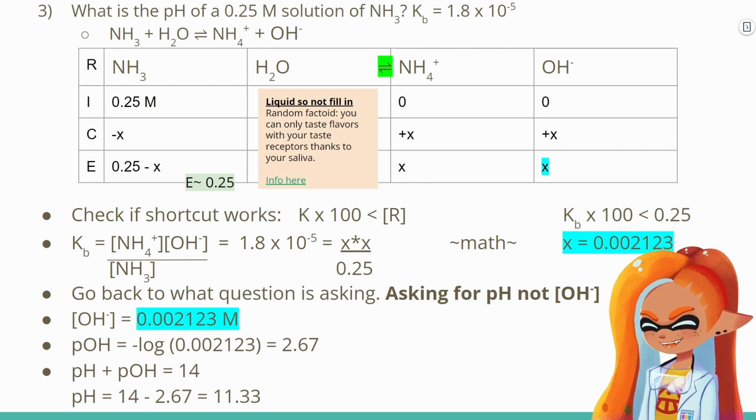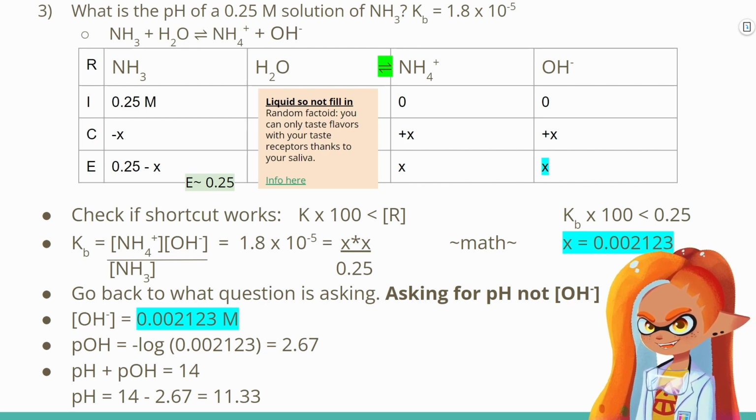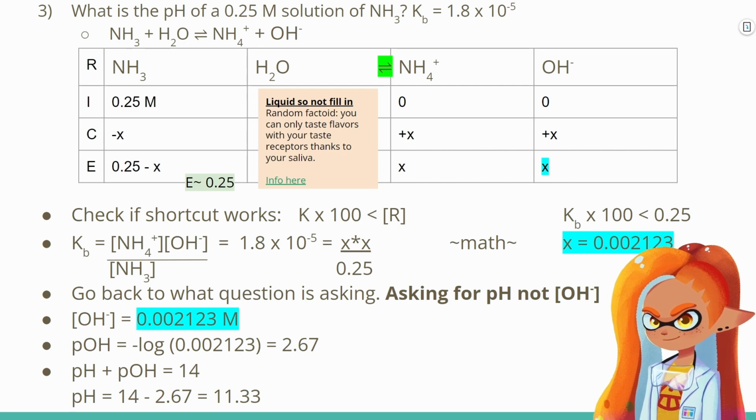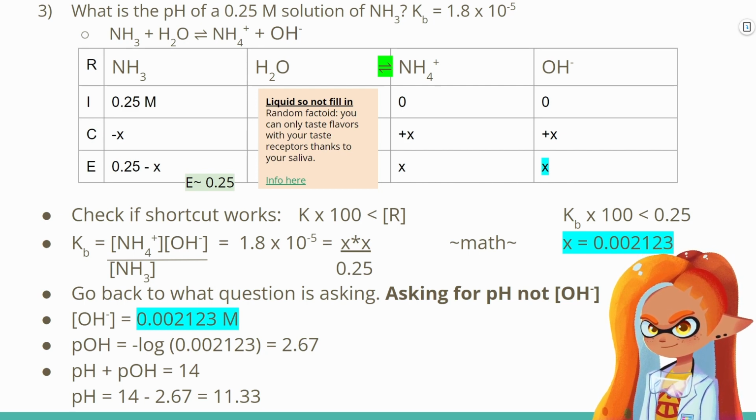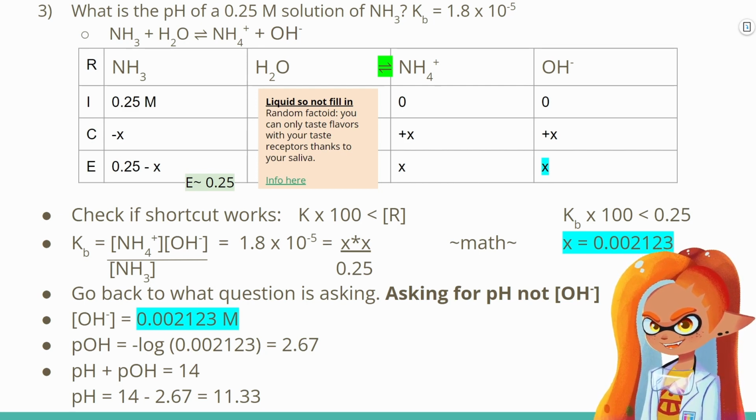So this required 2 small extra steps afterwards. You want to be very mindful of that when you are calculating stuff. What is the question asking for? Did I get there yet? Or do I have to do multiple steps?